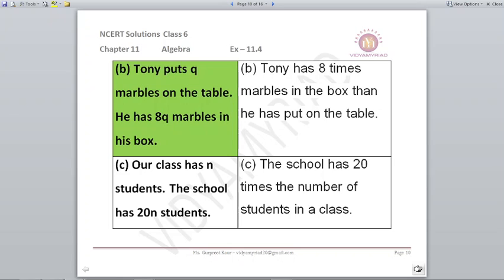B part. Tony puts Q marbles on the table. He has 8Q marbles in his box. So we can write it as, Tony has 8 times as many marbles in the box as he has put on the table.